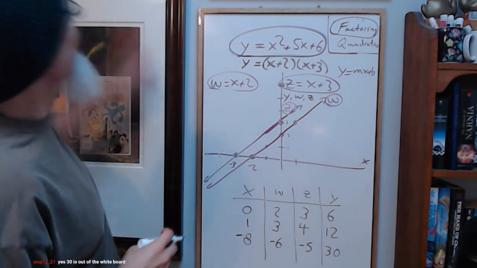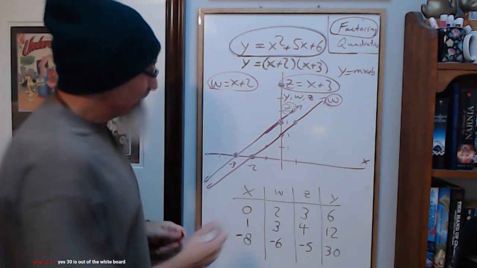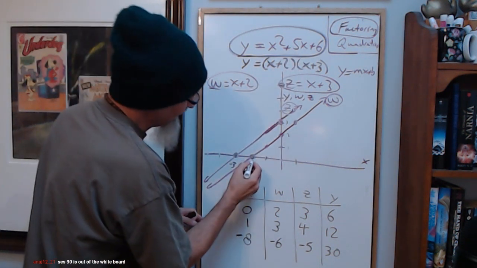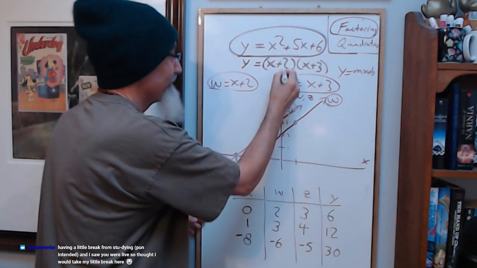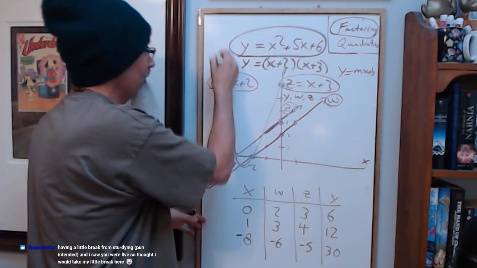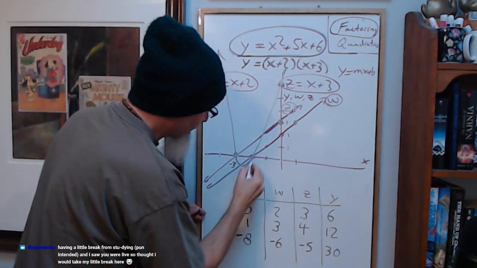30 is definitely out of the whiteboard. I think it's up there, right? If we end up graphing this function, this is what it's going to look like. Take a look. That's what it looks like. Let me make this darker so it comes out.